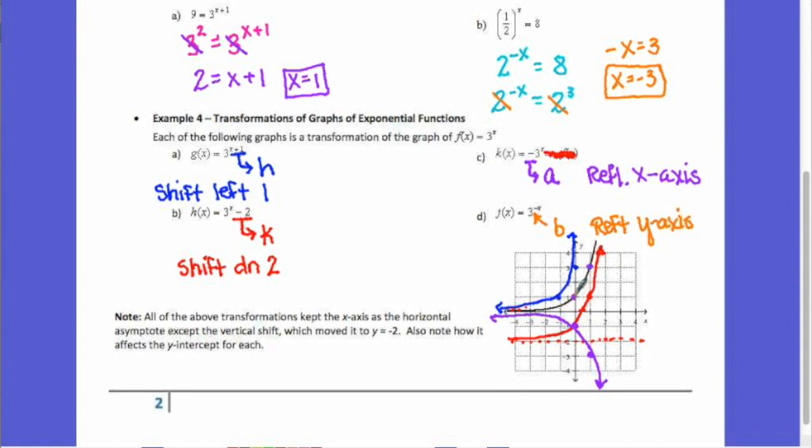So this point reflected over the y-axis is not going to go anywhere. It's already on the y-axis. But this guy is going to come over here. And now we're going to decay. We're going to go down as we move from left to right.